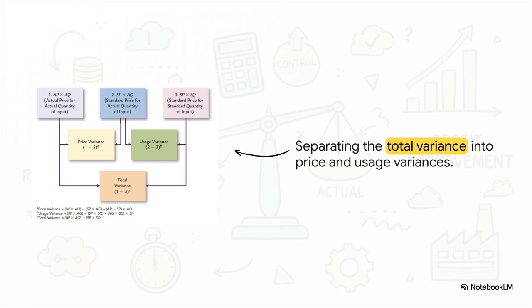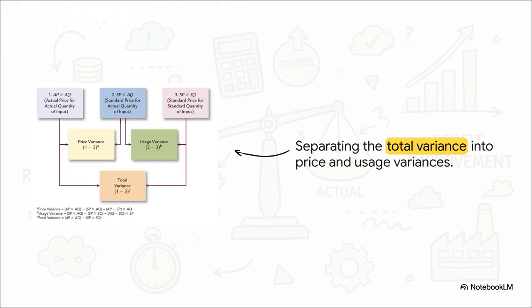Now what's really interesting here is that a total variance all by itself doesn't actually tell a manager what they need to fix. If we spent an extra $1 million, we still have to ask, why did we spend it? We absolutely have to split that total variance into two distinct pieces. First, we have the price variance. Did we spend more simply because the raw materials or the labor rates were just more expensive than we originally planned? And second, we have the usage variance, which is also known as the efficiency variance.